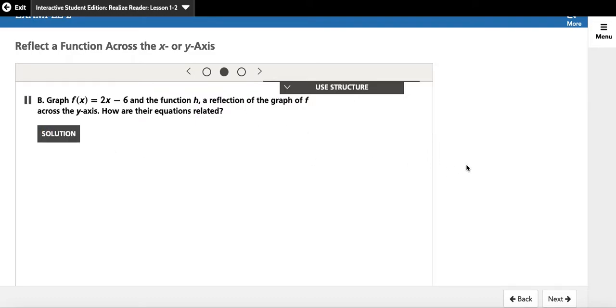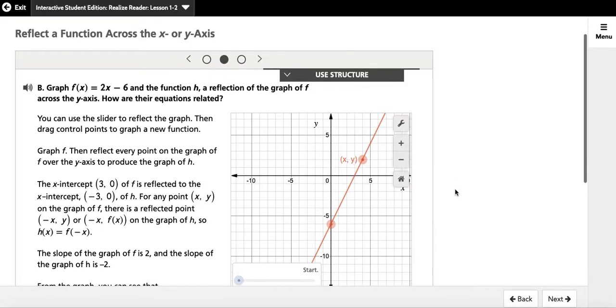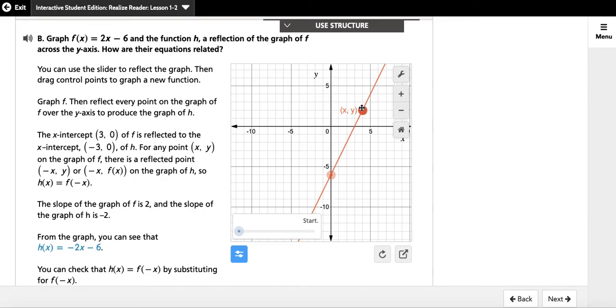Part B. Graph f of x equals 2 times x minus 6, and the function h, a reflection of the graph of f across the y-axis. How are their equations related? Okay, so we'll graph the original one again. Now we're going to reflect it about the y-axis, so this gets flipped over to here.